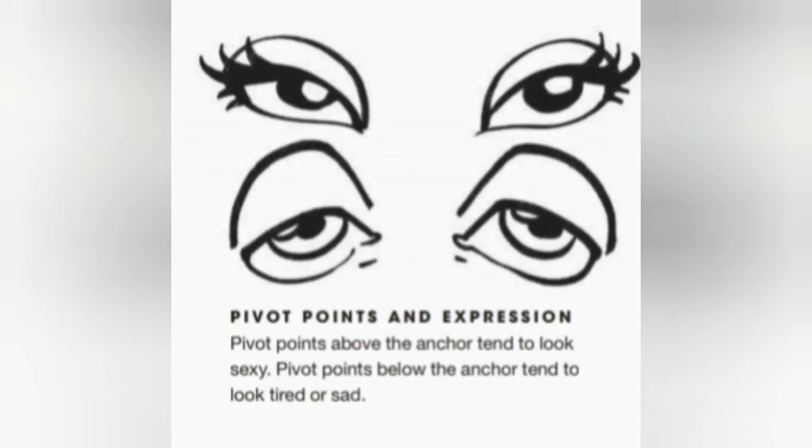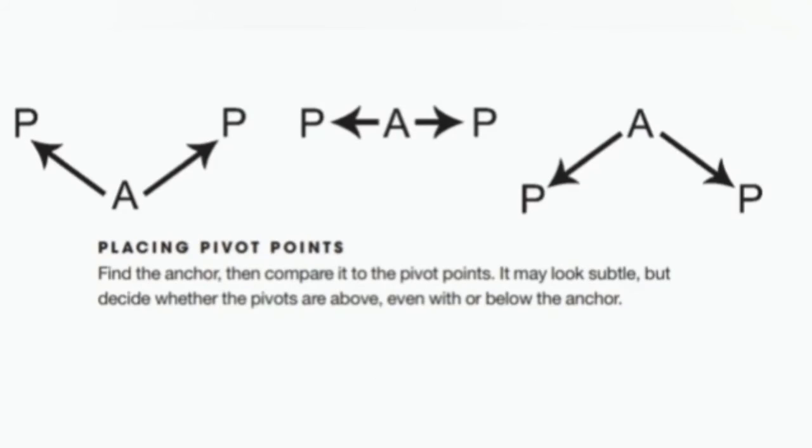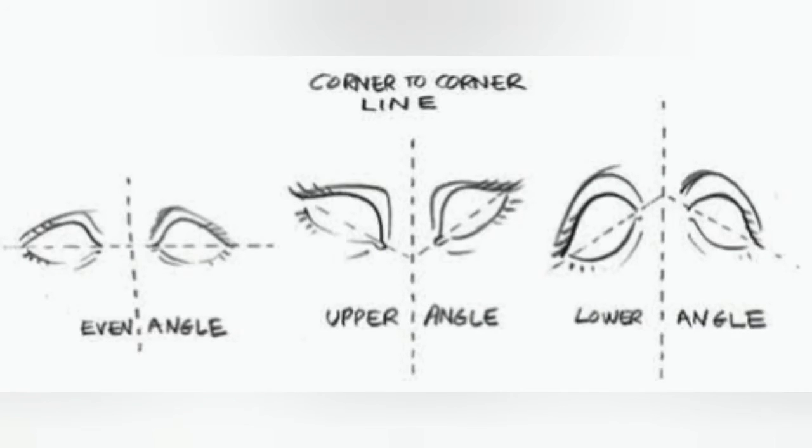These were some examples of how pivot points give very good expressions, and how it looks so sad or so tired. Here is one example of anchors and pivot points, showing how you should place them at the proper point. Majorly these anchor and pivot points are used for all the parts of the face. And the second thing is you can see the examples.